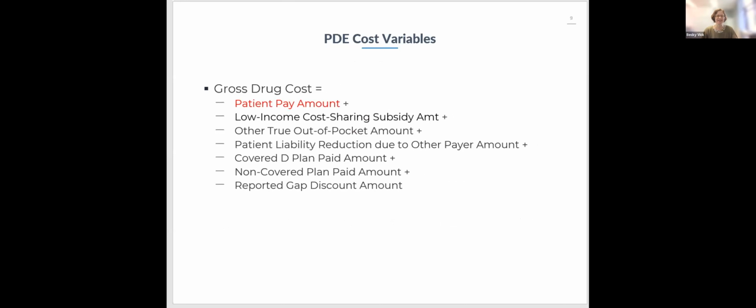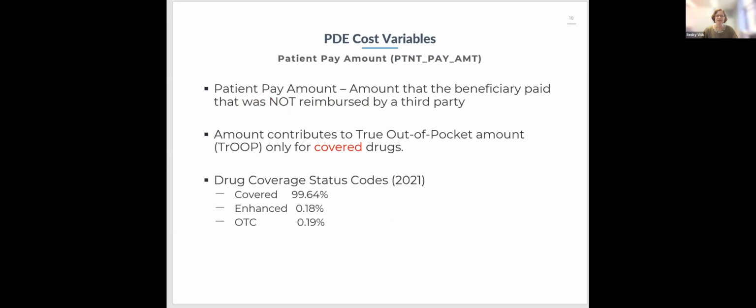It's as simple as that. So yes, like I said, I'm going to briefly touch on each of the 7 components now, starting with the patient pay amount. This is the amount that the beneficiary paid that was not reimbursed by a third party. This amount does contribute to a beneficiary's true out-of-pocket amount, but only for covered drugs. So covered drugs means Part D covered drugs.